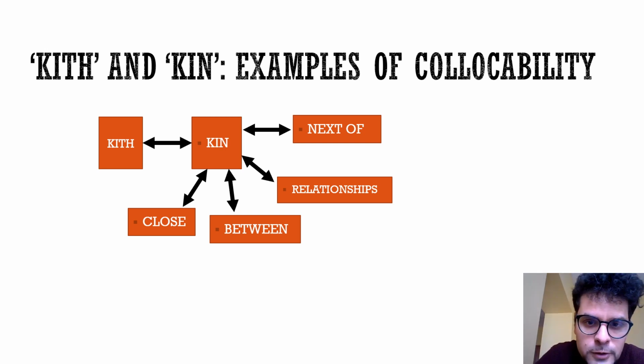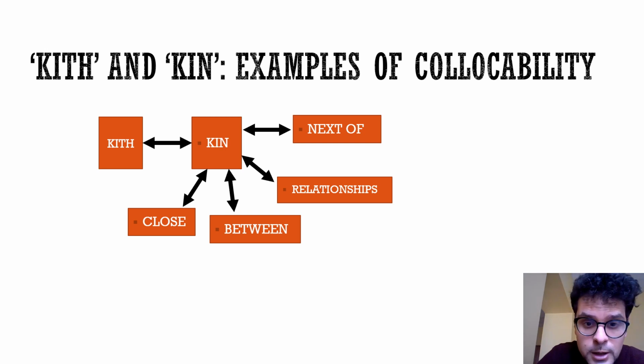Let's take another example of collocability, the example of kith and kin. This is a collocation that means friends and family, with kith meaning friends and kin meaning family. However, the interesting thing, as you can see from this diagram, is that kith doesn't make sense on its own. It only makes sense when we look at it from the perspective of kin. So we can say that the collocation range of kith is very limited. We basically only use it in that expression, kith and kin. We can't use it on its own.